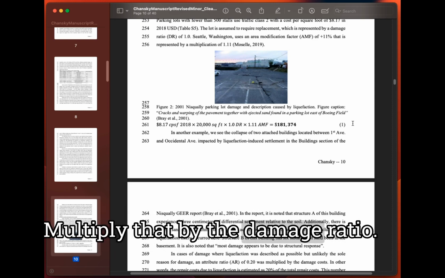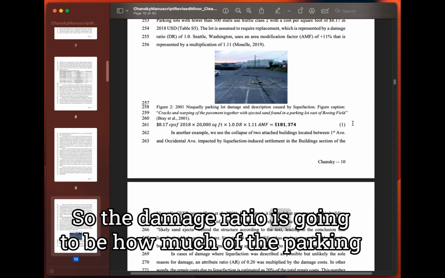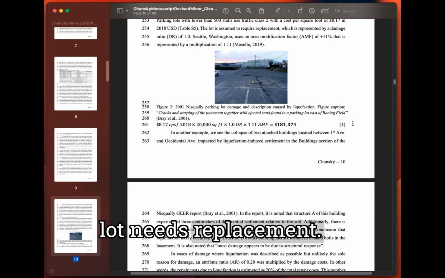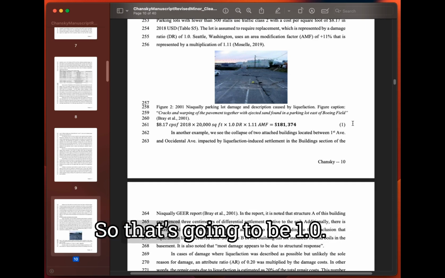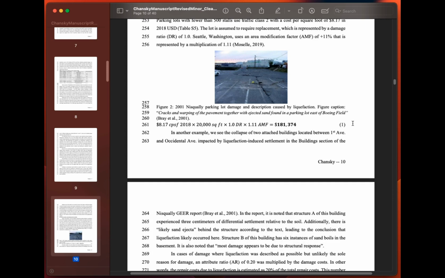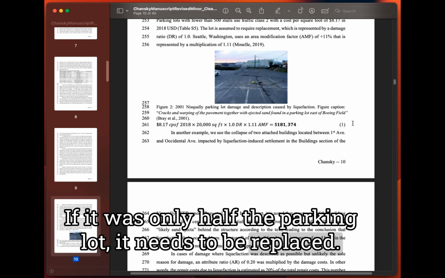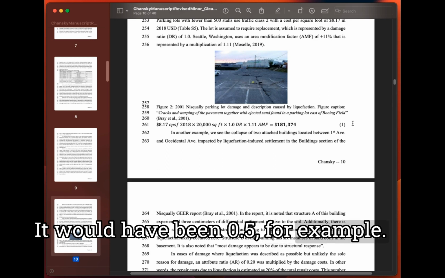Multiply that by the damage ratio. The damage ratio is how much of the parking lot needs replacement. In this case, I believe the text cited that the full parking lot needed to be replaced, so that's going to be 1.0. If only half the parking lot needed to be replaced, it would have been 0.5, for example.